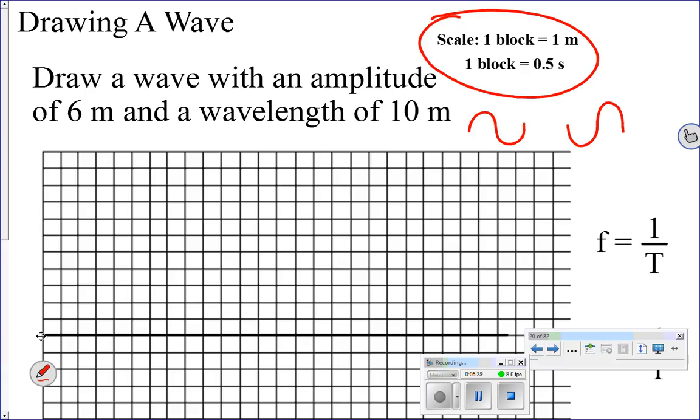So our amplitude is 6 meters, which means this has to go up to a height of 6 meters, and we have a wavelength of 10 meters, which means the full cycle of the wave must occupy 10 meters. Each block is going to equal 1 meter. Blocks also have a time designation on here that will allow us to determine period.